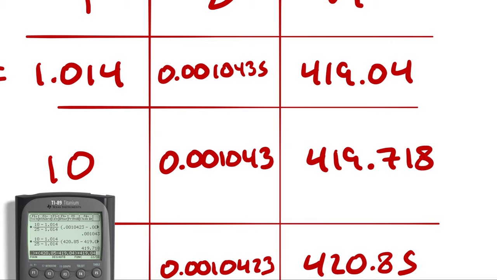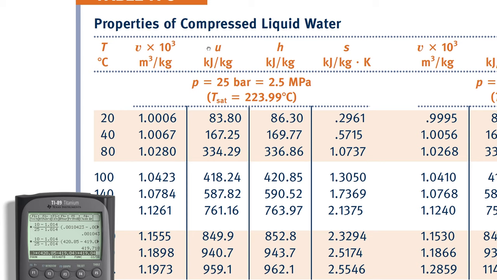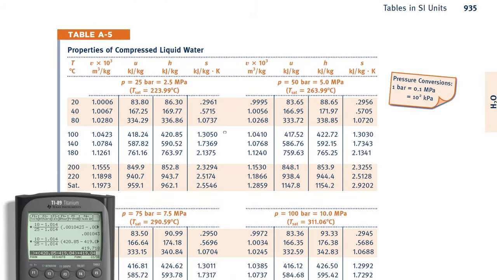So that would probably be good enough, but I expect you to be able to actually handle the interpolation if you need to. By the way, that assumption comes from, if you look at the pressure subtables, you can see that the properties change a lot with temperature, but they don't change much with pressure. So going from the 25 bar table at 20 degrees Celsius compared to the 50 bar table at 20 degrees Celsius is not a huge change in properties. When you compare 20 degrees Celsius to 40 degrees Celsius or 80 degrees Celsius on a single table, 86.3 is very different from 169.77, but 86.3 is not very different from 88.65. That's the logic. And 25 bar is a huge pressure change.